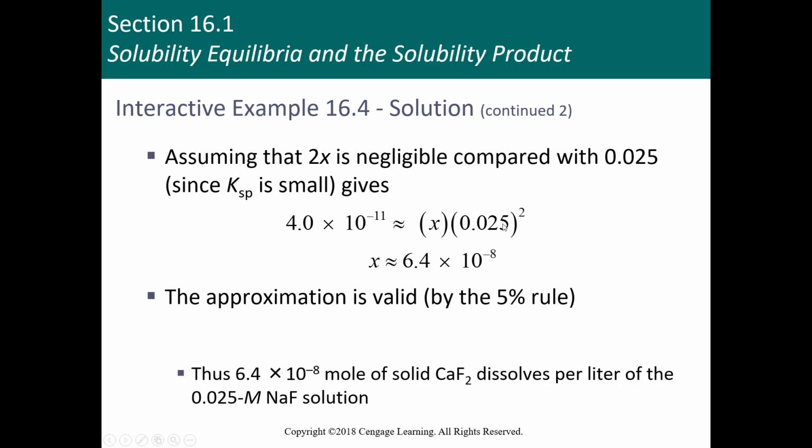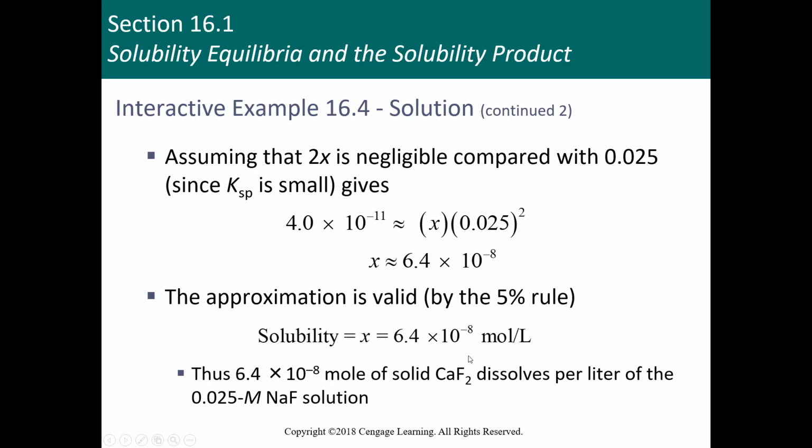All right, so we then square this. We would then divide it over, and that would give us x equals 6.4 times 10 to the negative 8. We would compare that with 0.025. Is that much smaller, less than 5%? Yes, yes it is. And so that was a good assumption.